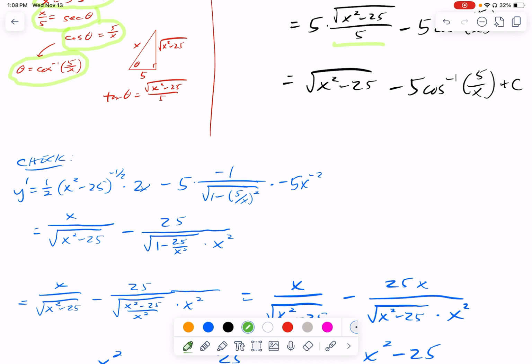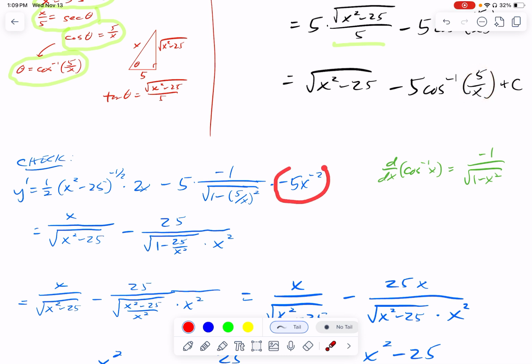Inverse sine comes up a lot more often. You may have actually forgotten this, that the derivative of inverse cosine is just the opposite of the derivative of inverse sine. So that's what I'm doing here. Negative 1 over the square root of 1 minus 5 over x squared. Then by the chain rule, I need to multiply by the derivative of that inner function, which would be negative 5x to the negative 2.